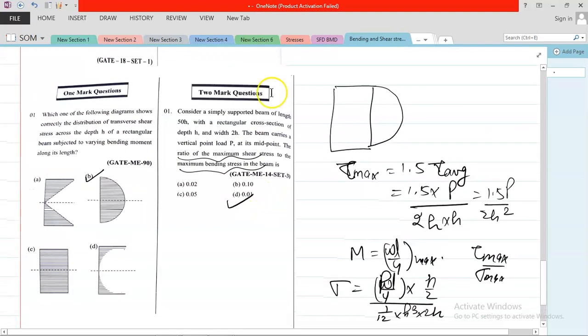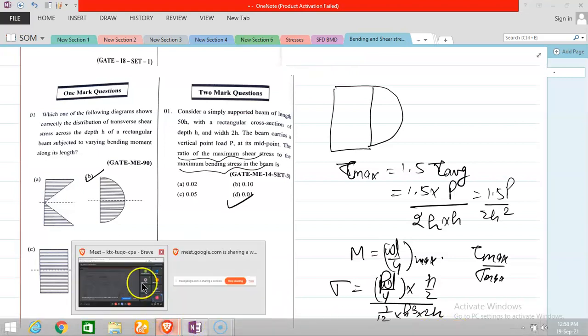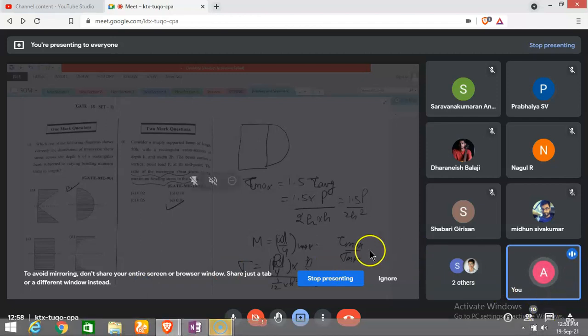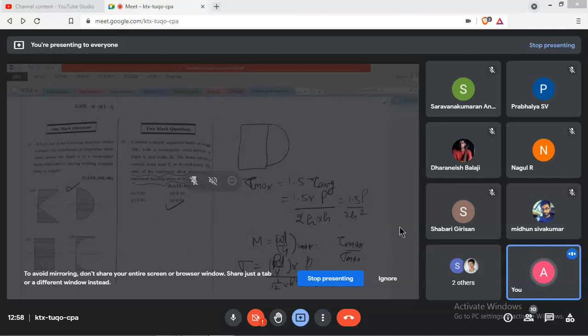So this is up to bending and shear stresses. So I am ending the session now. I am just asking you how you are feeling about the questions. Are the questions easy or difficult?